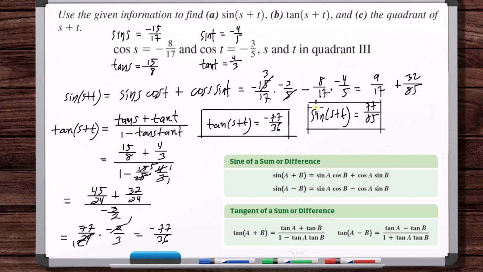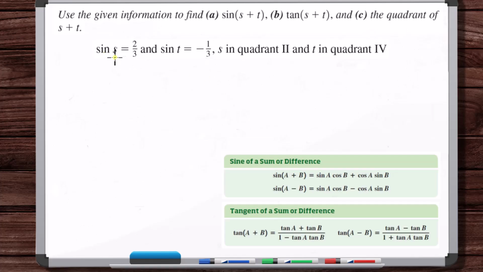All right, now, what is the quadrant of s plus t? Well, we've got tangent of s plus t and sine of s plus t, and we see that the sine is positive and the tangent is negative. So with that, let's think about where is sine positive? Well, that's in the first and second quadrants. Okay, now where is tangent negative? That's in the second and fourth quadrant, so it matches up in the second. So the answer to part C is the second quadrant.